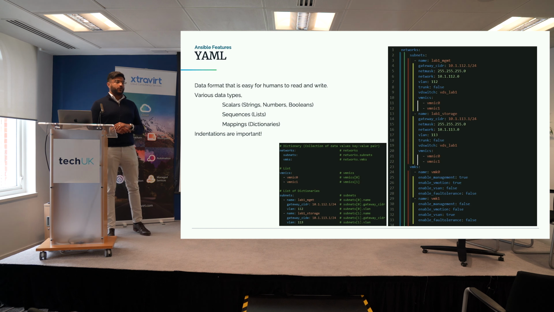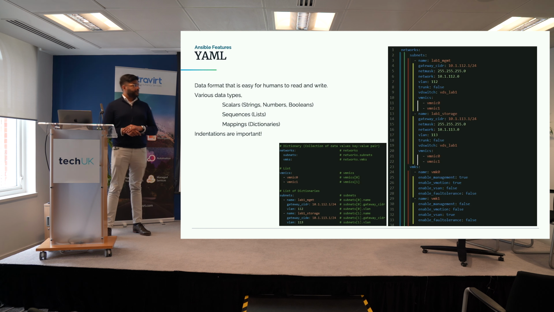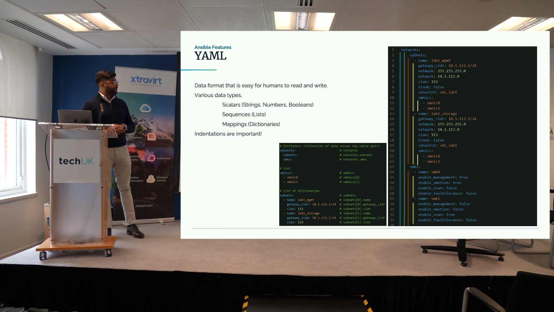You've also got lists of dictionaries, okay? An example of a list of dictionaries is the subnets section over here. The subnets have two dictionaries within it. It's got Lab 1 management port group and Lab 1 storage port group. It's a dictionary because it has name, gateway, CIDR, netmask, network, VLAN, trunk, vdswitch, VMNICs. To access those variables, you would do similar to how you would access a list. So you would do subnets, square bracket 0, and then .name to get the name.